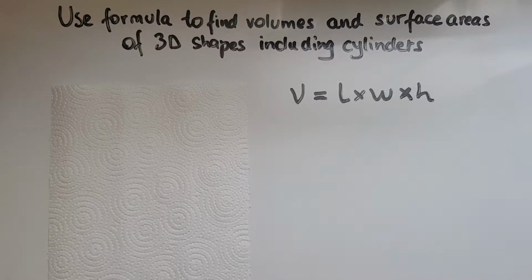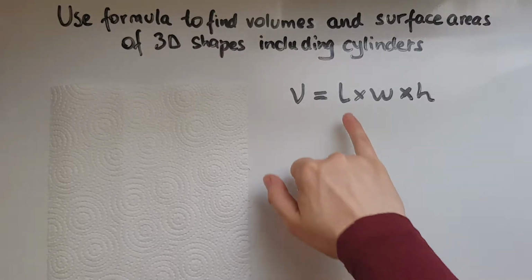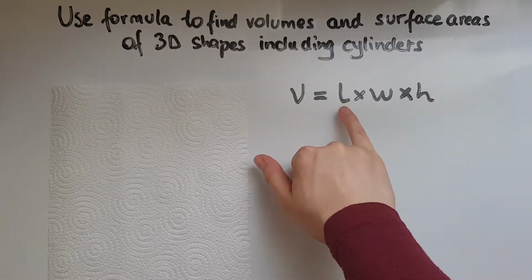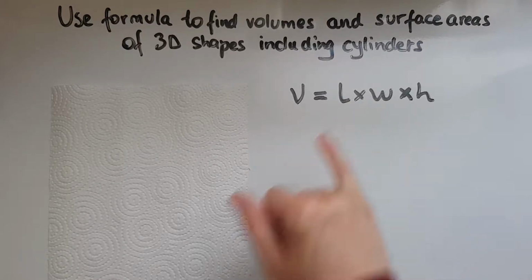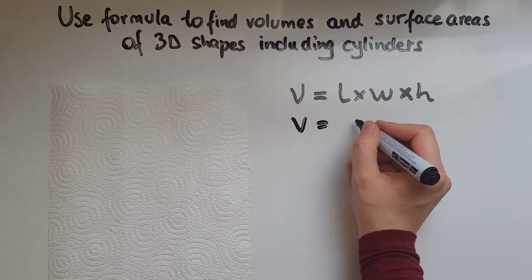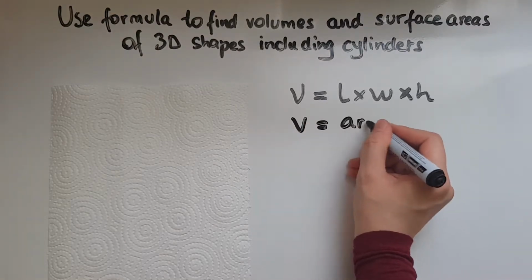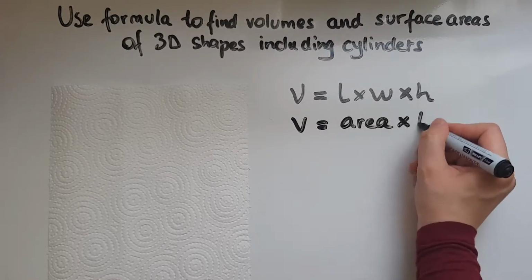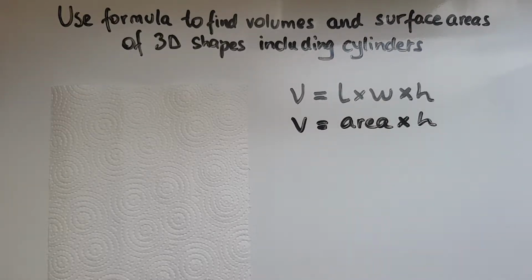And to help you with that, I want you to think in terms of what do we get when we multiply length by width? And that is the area. So volume can be worked out by multiplying area times the height or the depth. So we'll show you what that means.